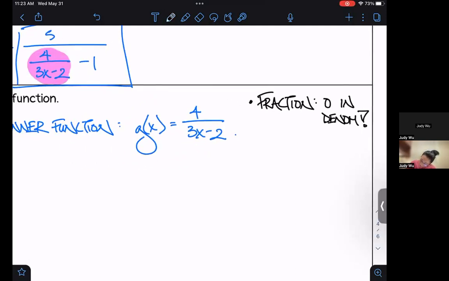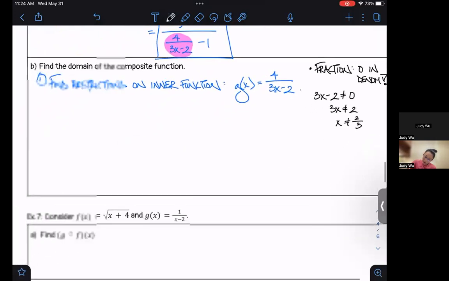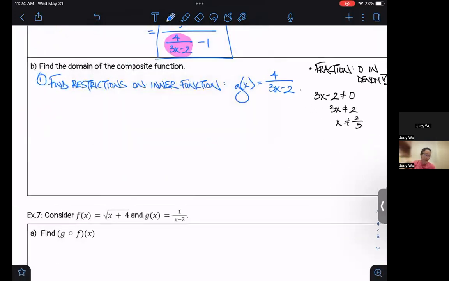All right. And so we'll get 3x minus 2. We know that cannot be equal to 0. I'm going to add 2 to both sides. 3x cannot be 2. And I'm going to divide by 3. So x cannot equal 2/3. That means I could put in any other number, but I just can't put in 2/3 here. Otherwise, I will get a disaster where I'm dividing by 0. Okay. So we found the restriction on the inner function.